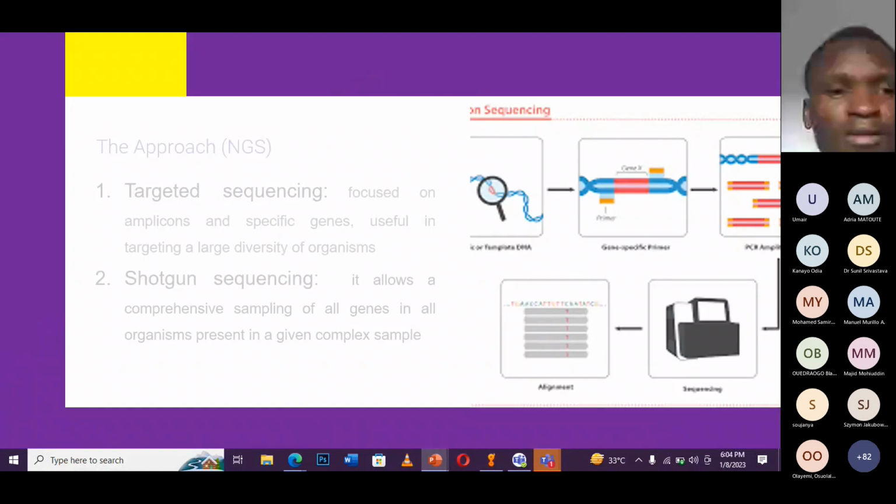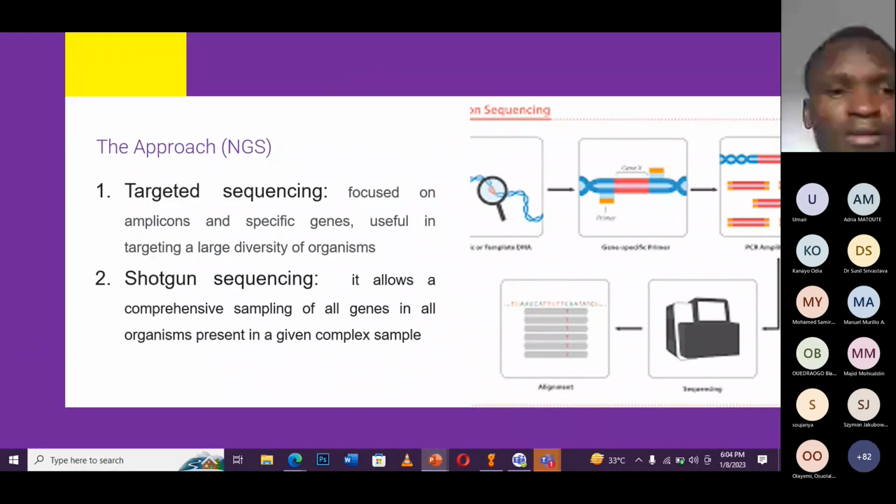So now, what is the approach of metagenomics? One, we have targeted sequencing. Number two, we have shotgun sequencing. This is just talking about the sequencing approach. If you have your sample, you take it to the sequencing lab, and they do either targeted sequencing or shotgun sequencing. Now, targeted sequencing is focused on specific genes, maybe 16S rRNA. So metagenomic samples can use a targeted sequencing approach. The second one is shotgun sequencing. As you can see, shotgun sequencing allows a comprehensive sampling of all genes in all organisms present in a given complex sample.